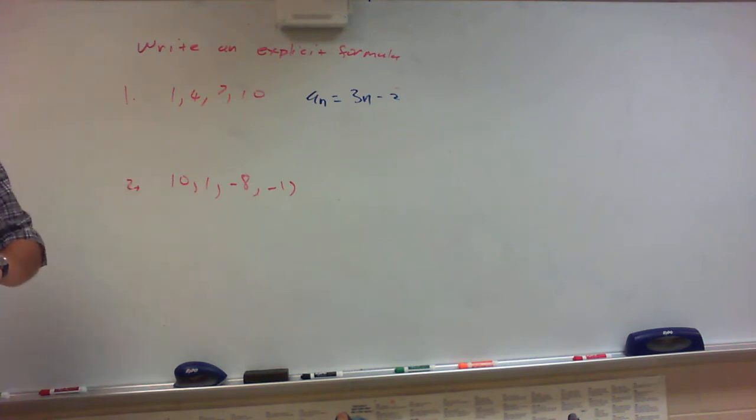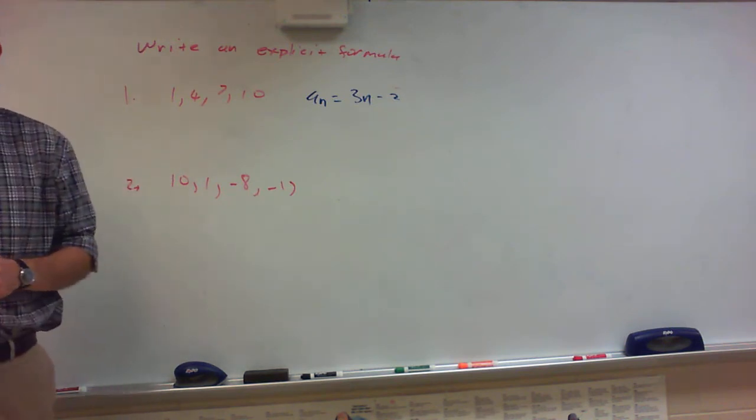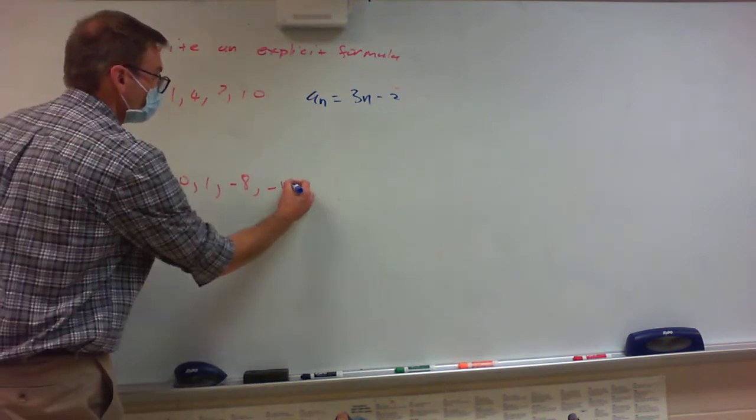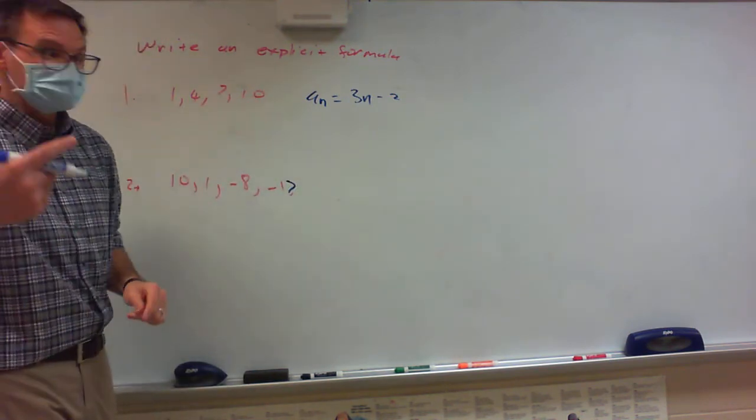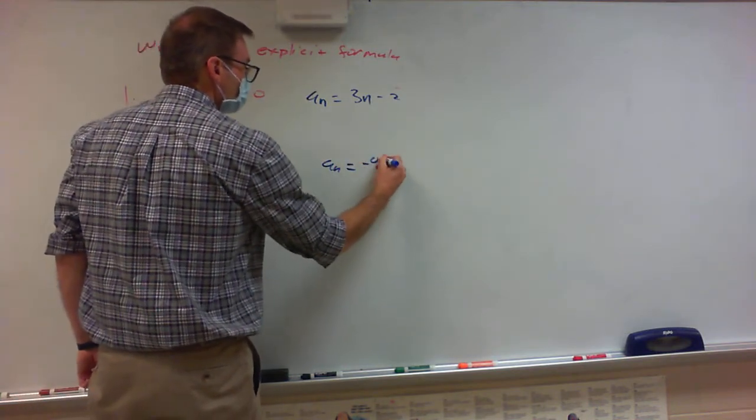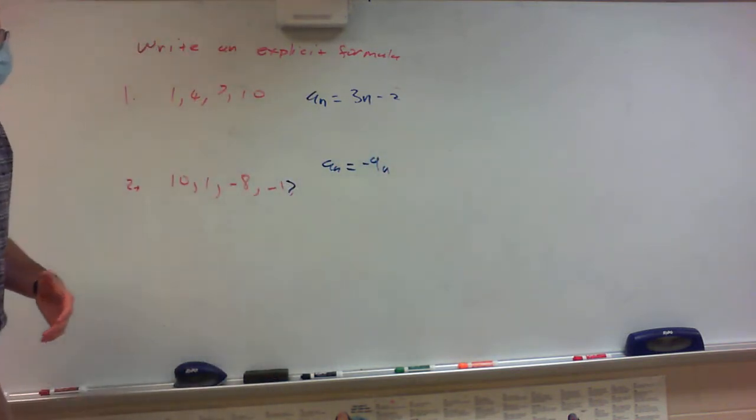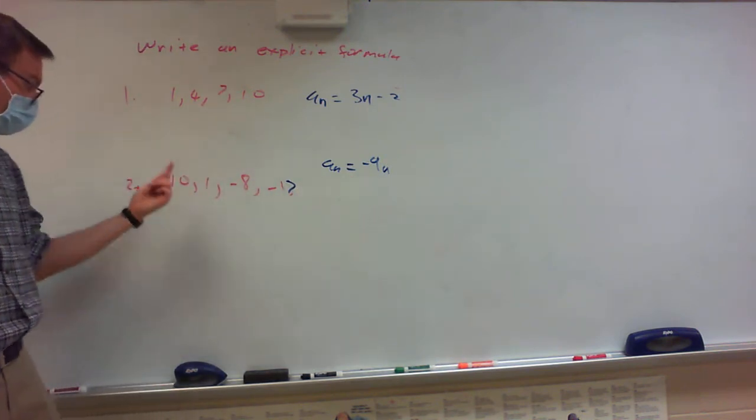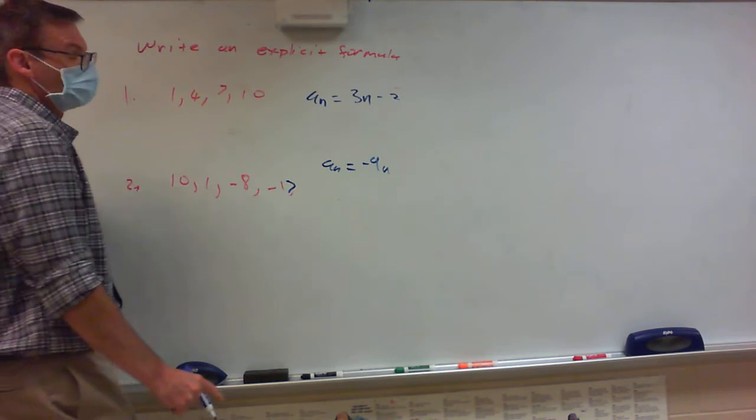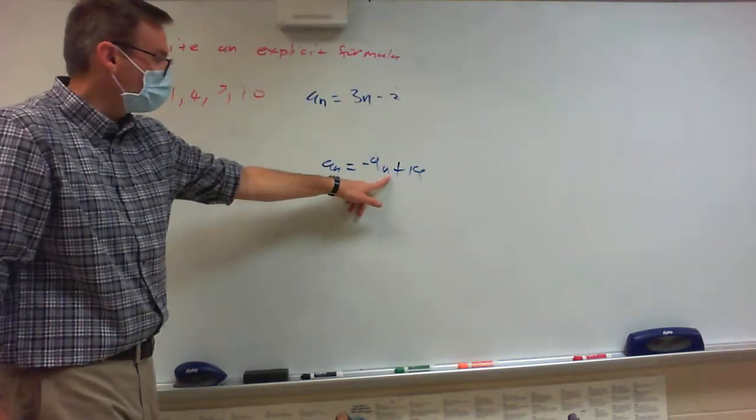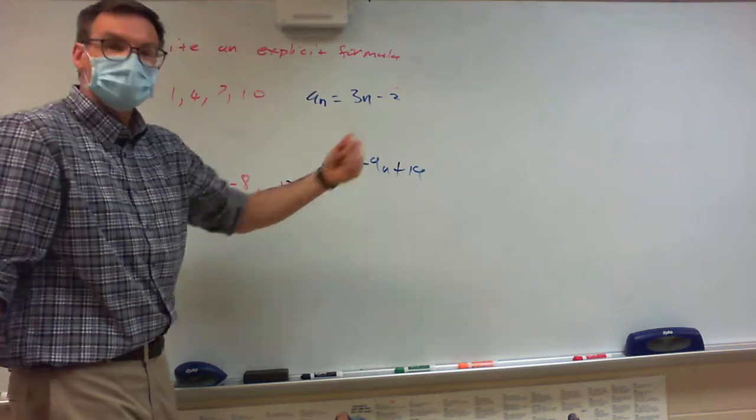For question 2, everybody okay? That's arithmetic. What's your common difference? Well, negative 9, right? Because you're going down by 9. So in this case, it's going to be a sub n equals negative 9n. Now you need to fix it, right? I need to make sure that when I plug in a 1, I better get a 10. That's going to be a plus 19, right? Because if I plug a 1 in, negative 9 plus 19 gives me a 10.